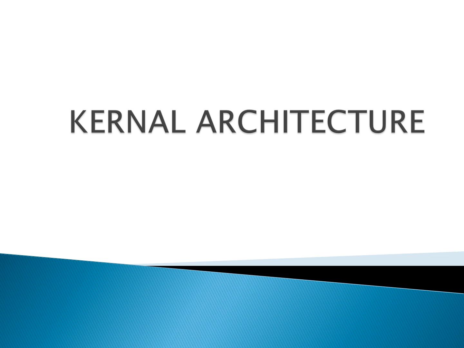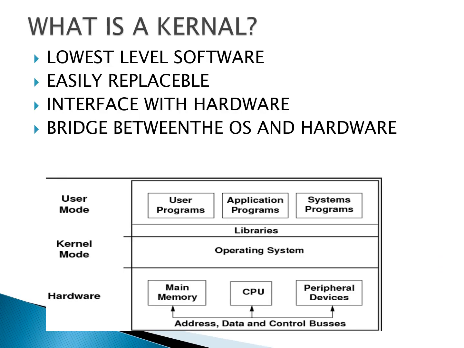Welcome everyone. Today we're going to see about kernel architecture, the different types, advantages and disadvantages of them, and differences between them. So, what is a kernel architecture? What a kernel is basically. A kernel is the lowest level software that can be easily replaced, and it acts as an interface between the hardware and the user.